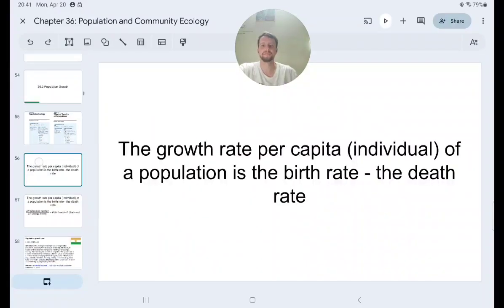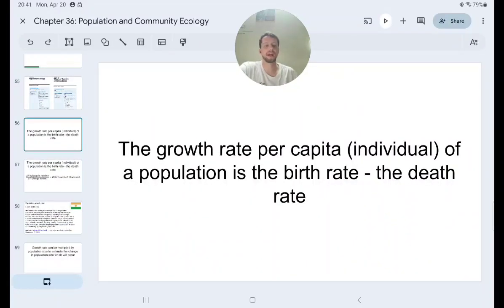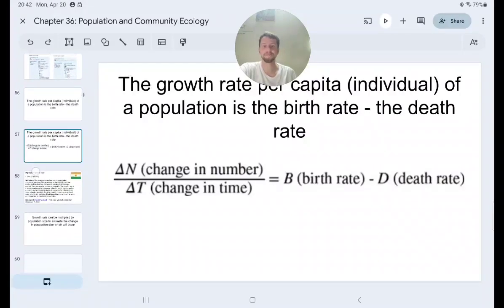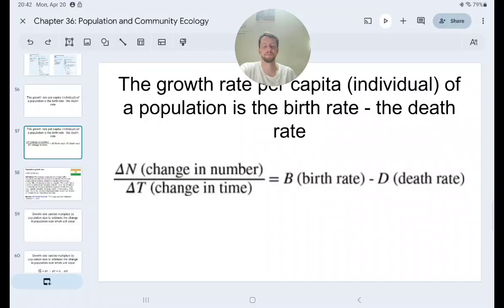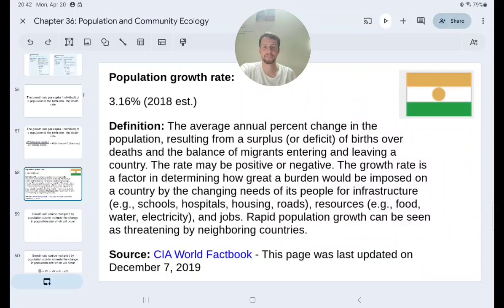So the growth rate per capita individual of a population is the birth rate minus the death rate. If the birth rate is higher than the death rate, the population is growing. If the death rate is higher than the birth rate, the population is shrinking. So the change in the number of individuals over time equals the birth rate minus the death rate. If the birth rate is equal to the death rate, the population size is not changing.